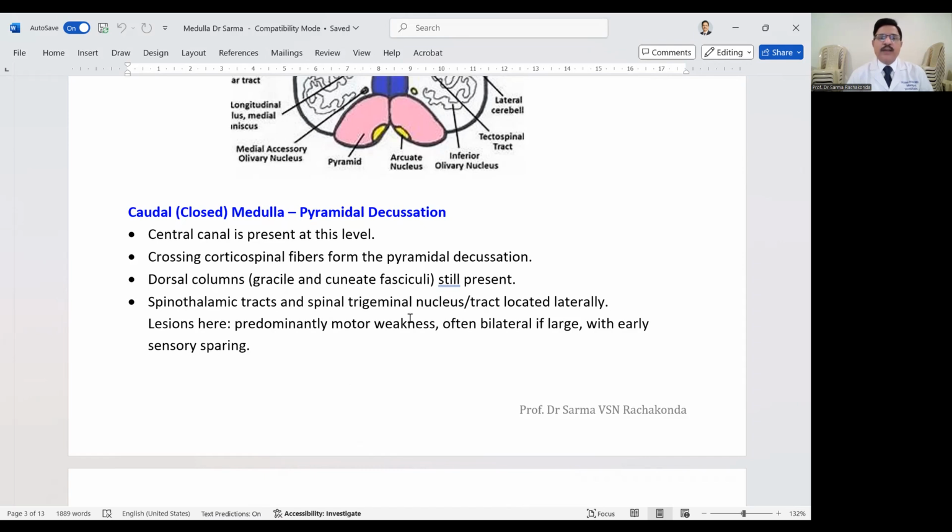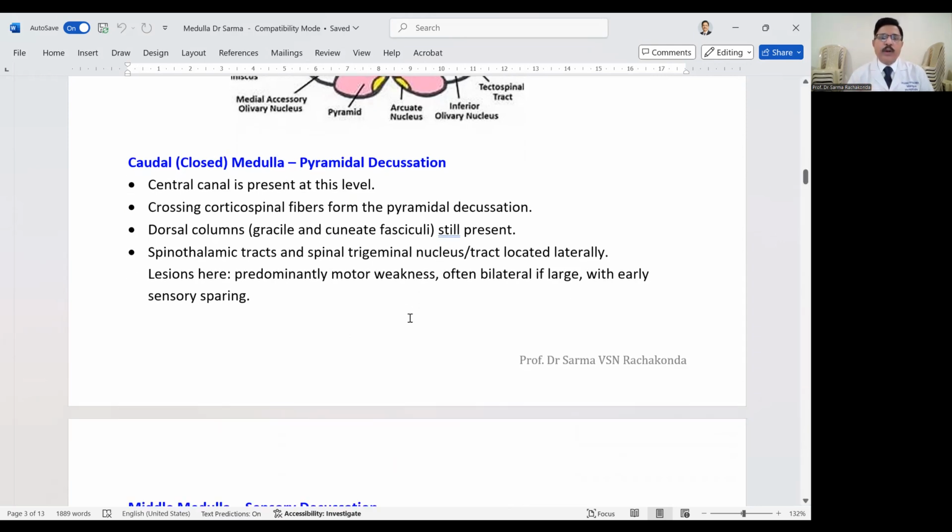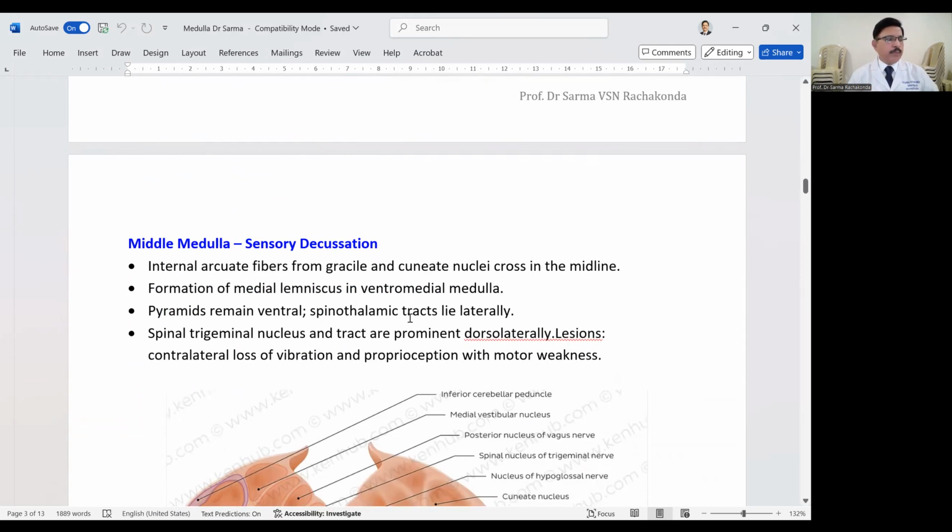So generally, if you have motor weakness, either one side or both sides, with sensory sparing, you must consider lower medullary syndromes. Middle medullary: there is sensory decussation. Internal arcuate fibers from the gracile and cuneate nuclei cross the midline. That is the first time they are crossing. They have come all the way from their receptors up to this point. Then the crossing occurs, and the fibers form the medial lemniscus in the ventromedial medulla.